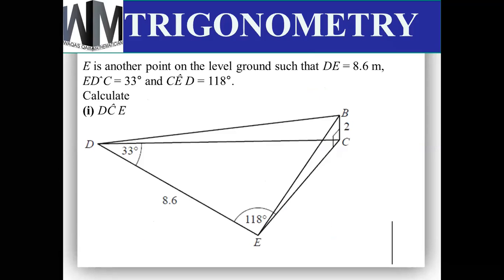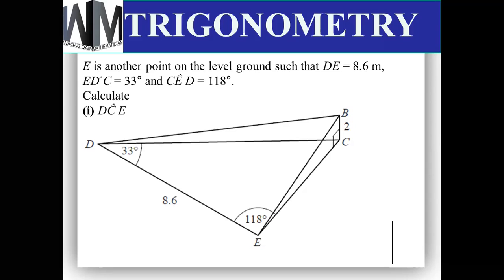In part B of this question, another point on level ground is given, which is E. The length of DE is given as 8.6, the angle DEC is given as 118, and the angle EDC is given as 33 degrees. Now we have to find the size of angle DCE.